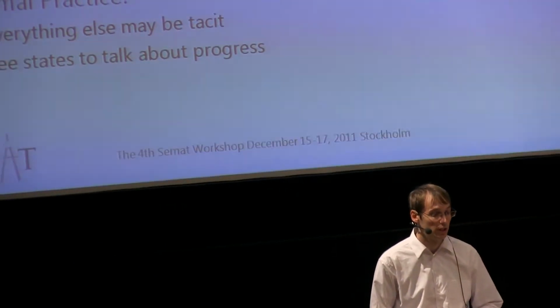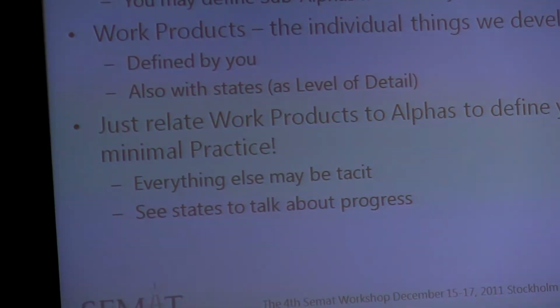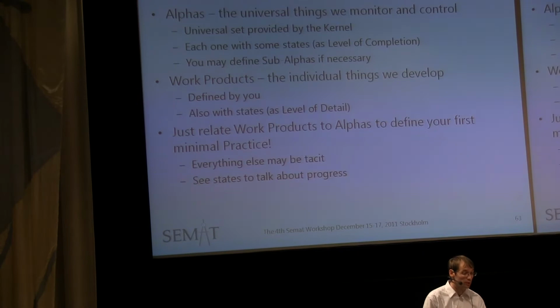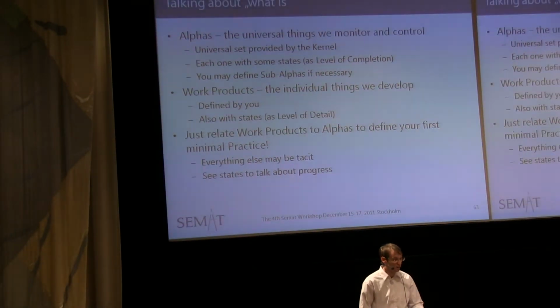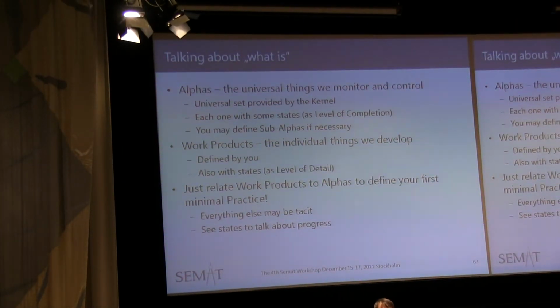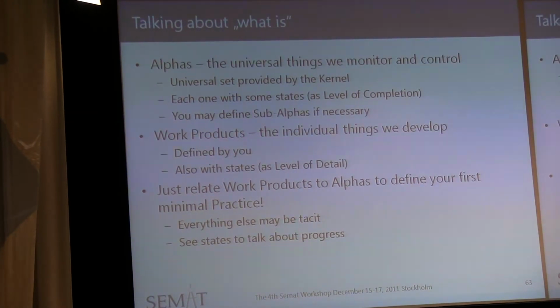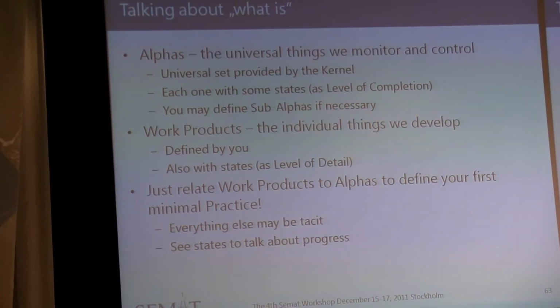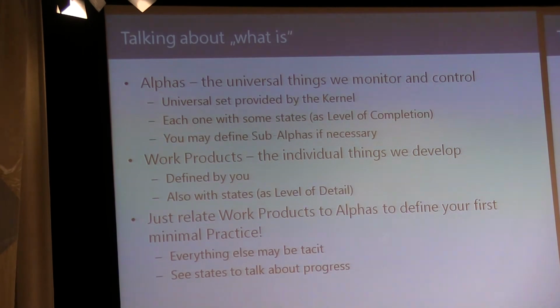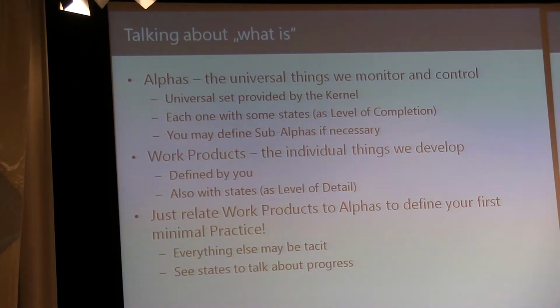Talking about what is: what does it take to talk about what exists in my project? Well, there are the alphas, the universal things we monitor and control, as Ian said. There's a universal set of these things in the kernel, so the kernel gives us some alphas. Each one has some states. We have seen the sliders on Ian's slide, so each alpha can progress through some states.